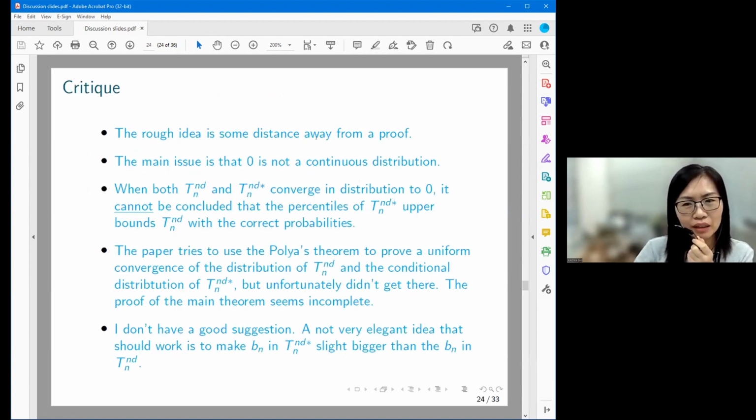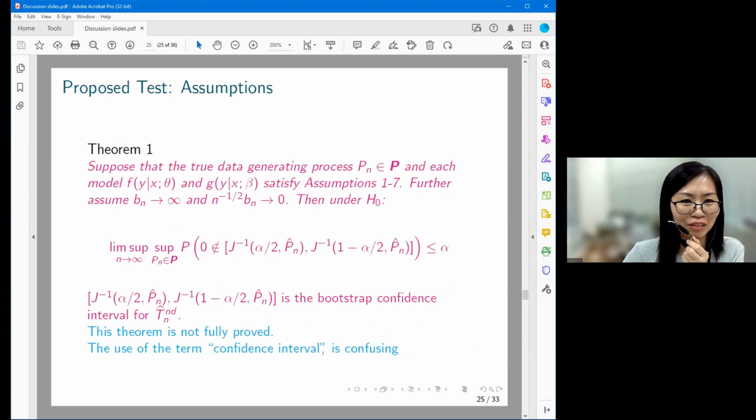However, this is quite some distance away from a proof. The main issue is that 0 is not a continuous distribution. When a test statistic converges to 0, you cannot base a test on that 0 distribution. When they both converge in distribution to 0, you cannot conclude that the percentile of the bootstrap is the right critical value to use. So I tried to check the proof of the paper, but it doesn't seem like the theorem is fully proved. I have a rough suggestion for how to make the theorem fully proved. You may like it or not. I'll just leave it here.